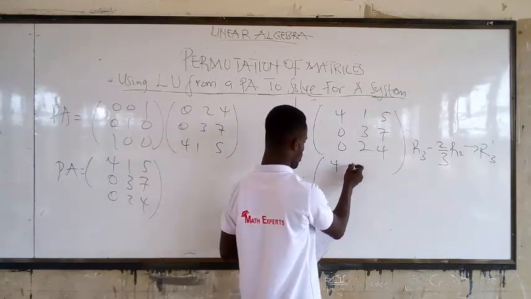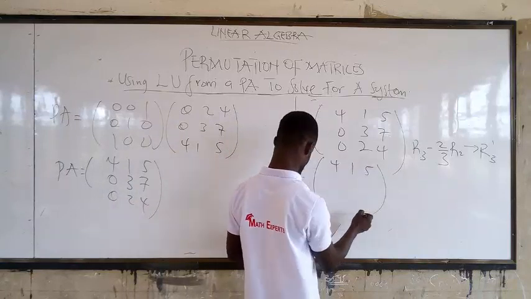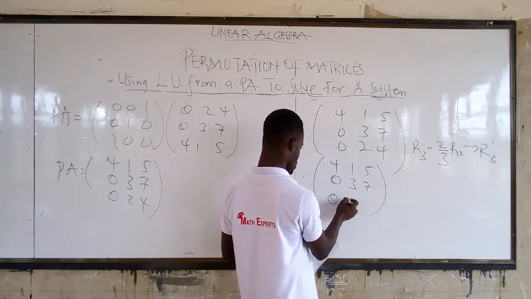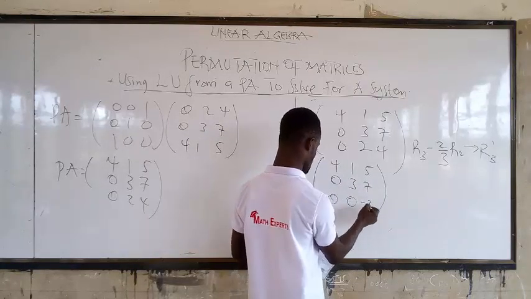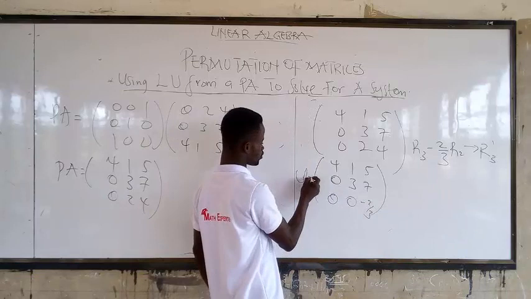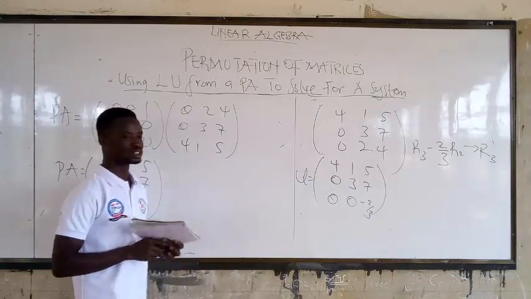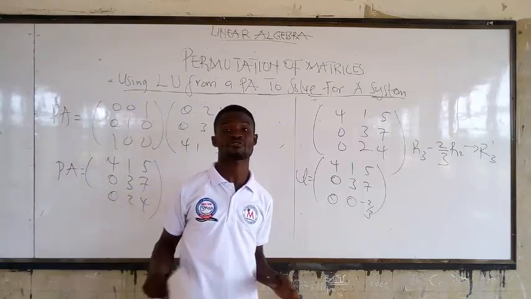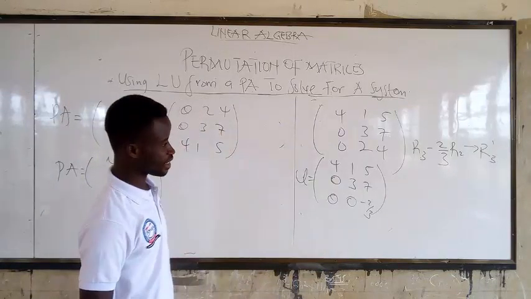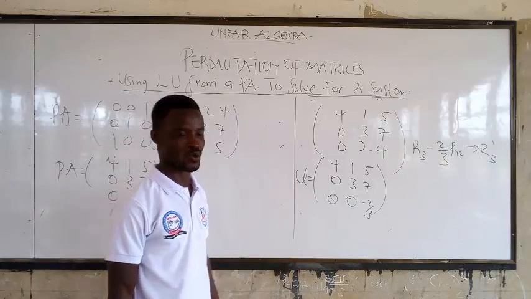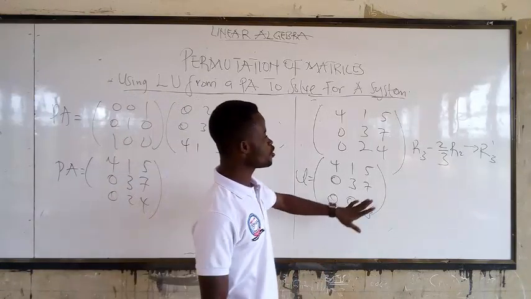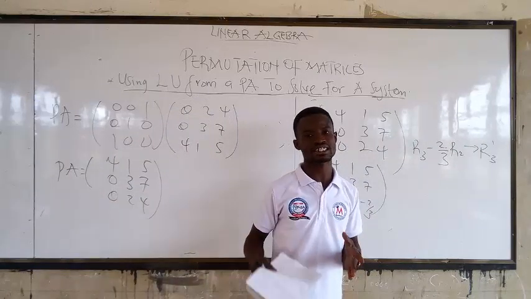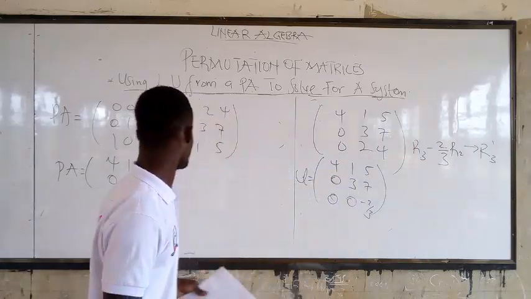you're going to get 4, 1, 5, 0, 3, 7, 0, 0, negative 2 over 3. Beautiful. So now you get your upper. So this is the original upper. Even though it might be the same, but forget it. Go by that idea that you will find 2 uppers. That's all. Alright, so now we use our rule here to write it in inverse to get the lower, right?